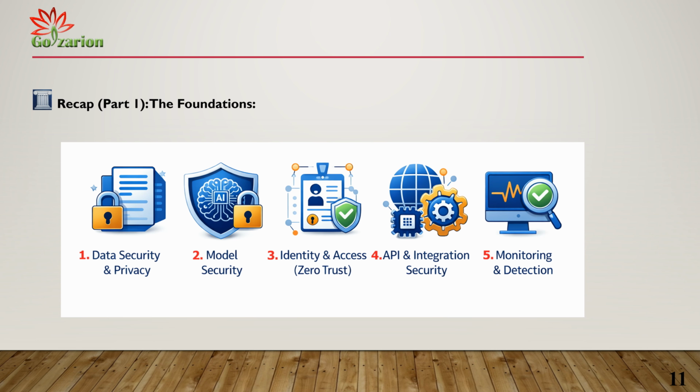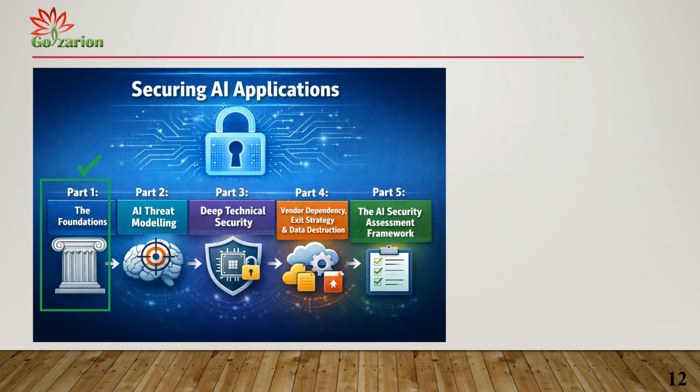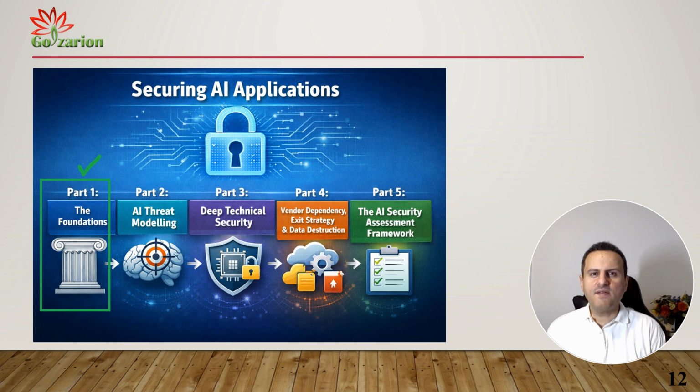So that's part 1. We applied the 5 foundations to a real Teams AI assistant scenario. We covered data security and privacy, model security, identity and access, API and integration security, monitoring and detection. These 5 foundations give you a repeatable checklist for assessing any AI-driven application. In part 2, we'll do AI threat modeling, where AI-specific threats begin.